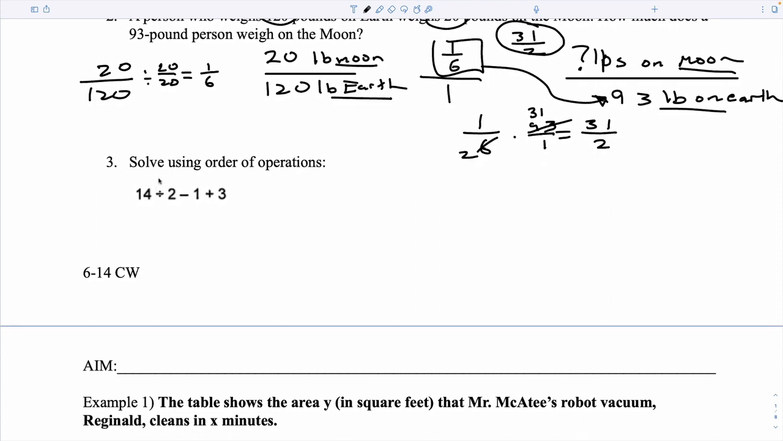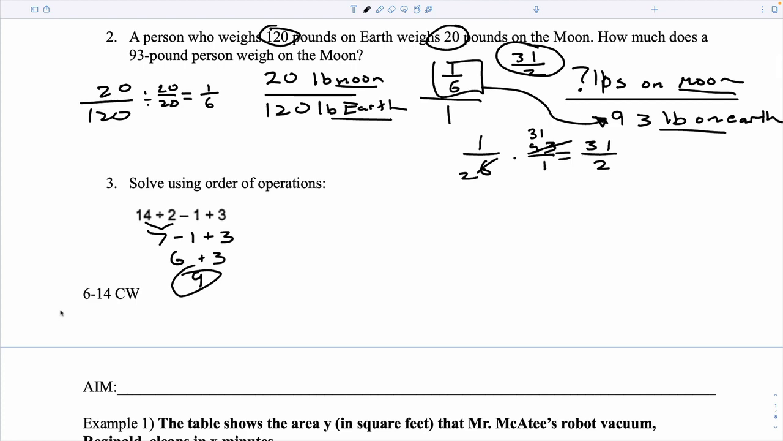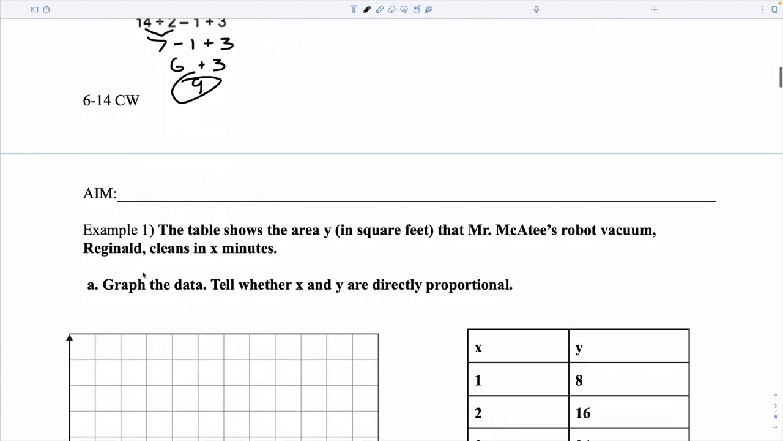Solve these using GEMDAS. Start with dividing. 14 divided by 2. Then work left to right, and you get 9. Raise your hand or pause if you don't have that on your page, and get to the aim.